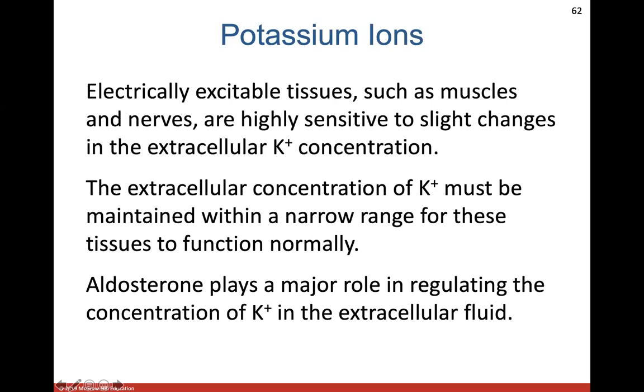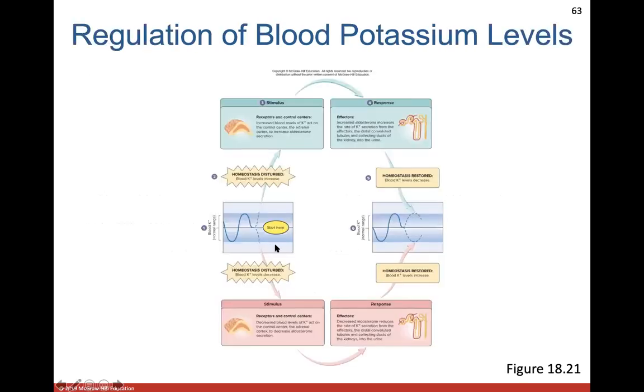Potassium ions, in electrically excitable tissues like muscles and nerves, are highly sensitive to slight changes in extracellular potassium concentration, and the extracellular concentration of potassium must be maintained within a very narrow range for these tissues to function normally. Aldosterone specifically plays a main role in regulating the concentration of potassium in the extracellular fluid. So here's the regulation of blood potassium levels.